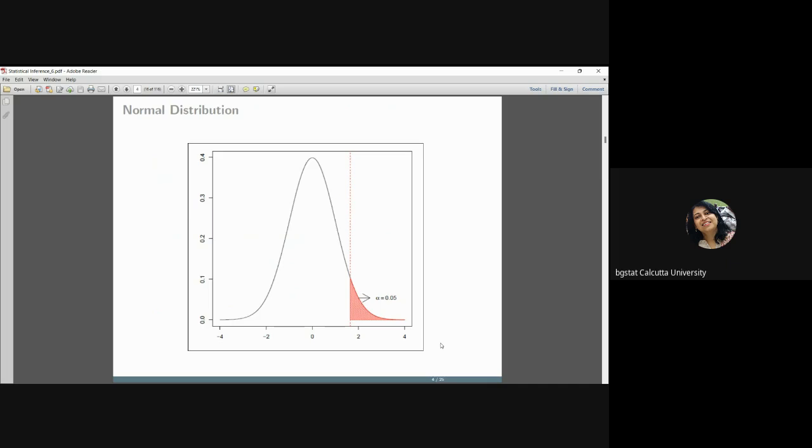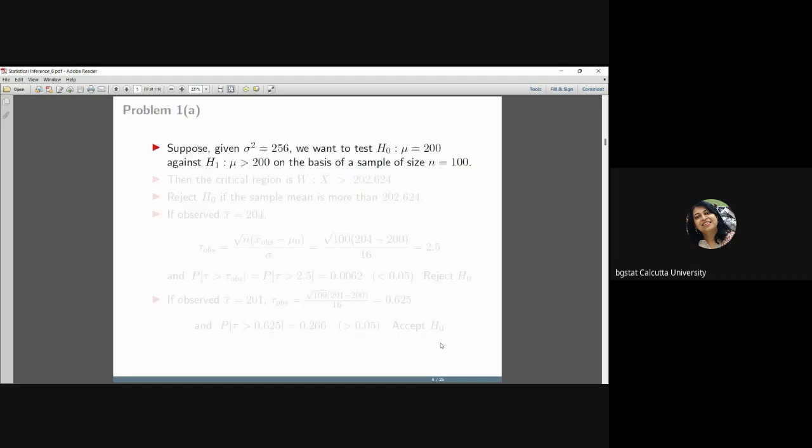So tau alpha is obtained from this red line. It is that value for which the area to the right is alpha. If I get an observed value of tau which is more extreme, which means it is more likely to support the alternative, it will be more out in the tails, and you can see that the area will be smaller. That is why we reject the null if the p-value is smaller than alpha.